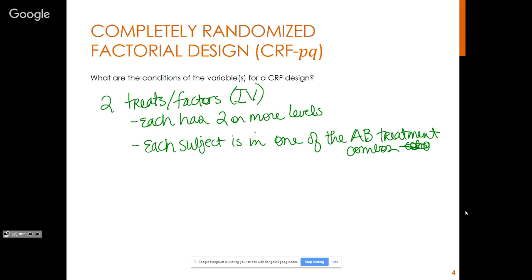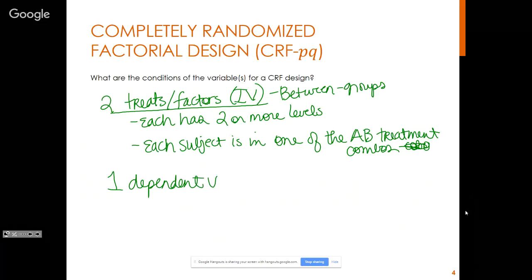So that implies that factor A and factor B are both between or within. These 2 treatment factors are both between groups factors. And what do we know about the dependent variable? It's continuous. So we have one dependent variable that is continuous. Good.